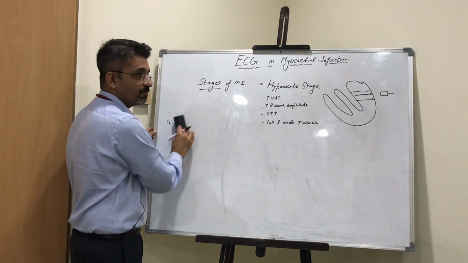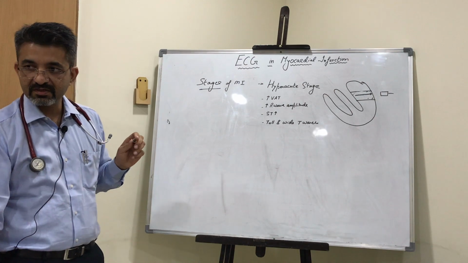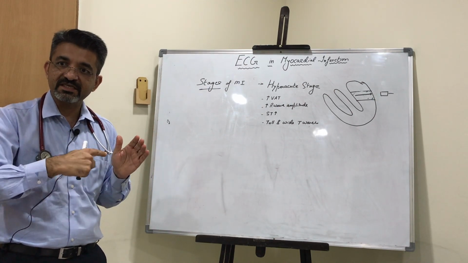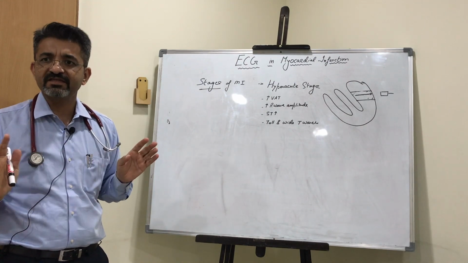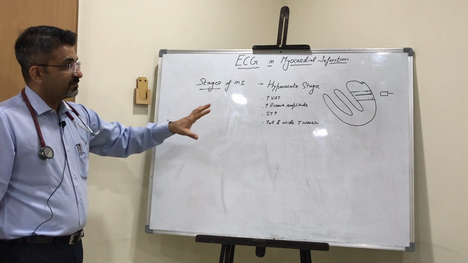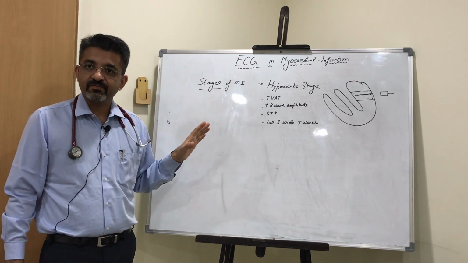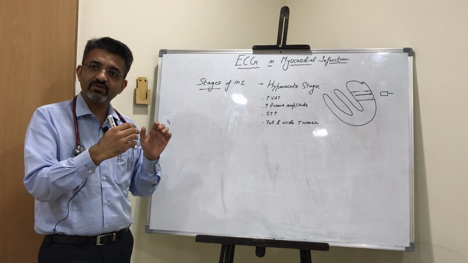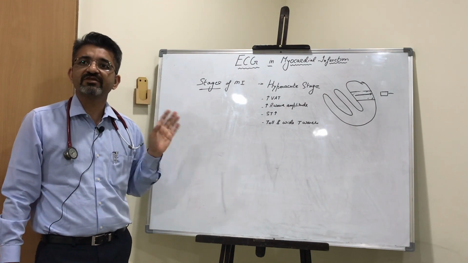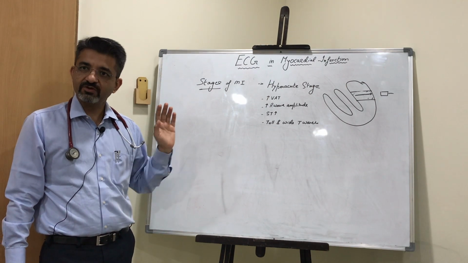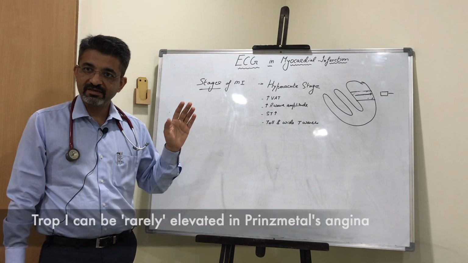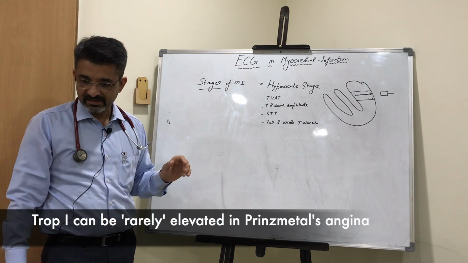So if you have a monophasic deflection wherein you are unable to identify R wave, ST and T, it's the same monophasic wave, it's a very bad sign with respect to MI. Sometimes we can have Prinzmetal's angina. In Prinzmetal angina also we have a similar hyperacute phase, but it lasts not more than 20 minutes, right? You give treatment, it won't last more than 20 minutes. Trop I can be elevated, right?